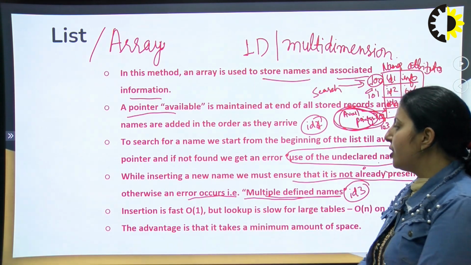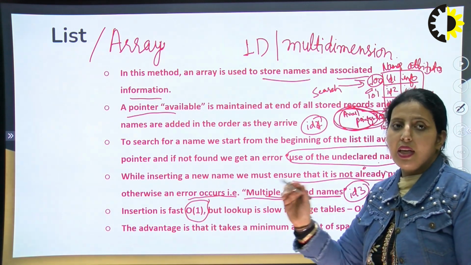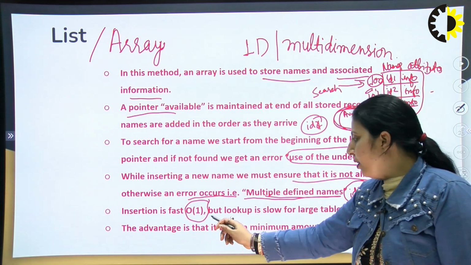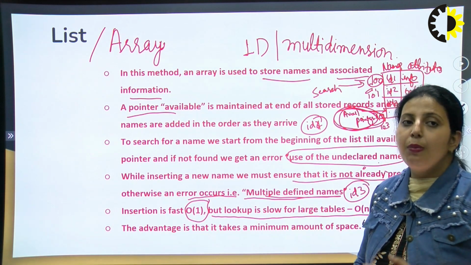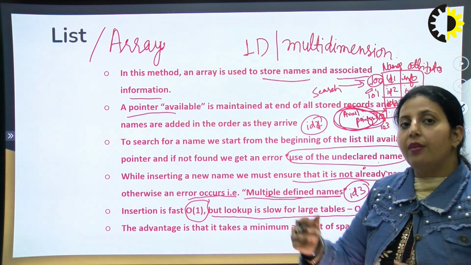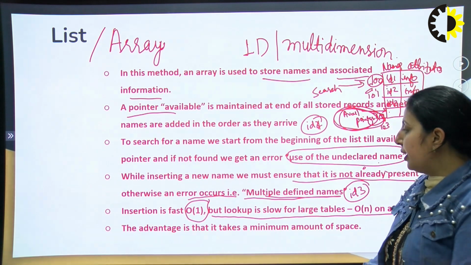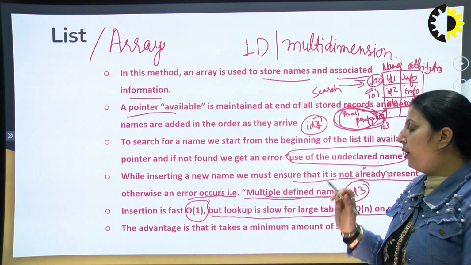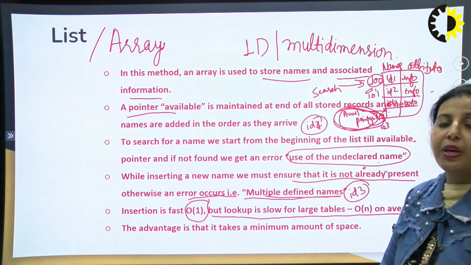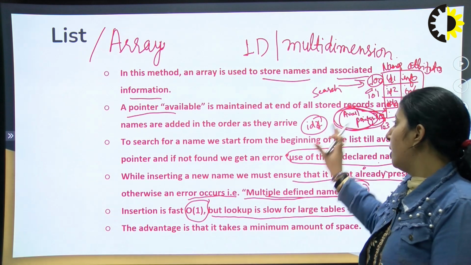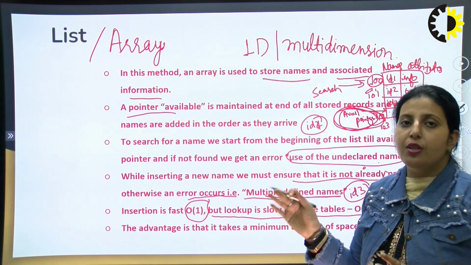So, insertion is fast in this, because it checks the available pointer, but lookup is slow for a large table. If the table is very large, the searching time increases. The advantage of this array or list implementation of the symbol table is that it takes a minimum amount of space to store the information in the symbol table.